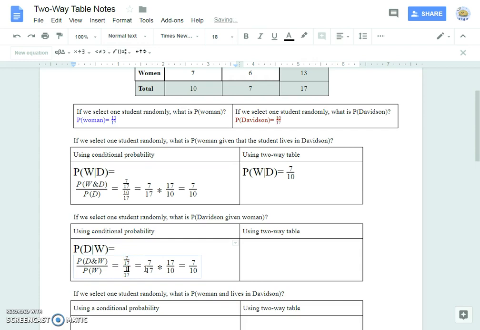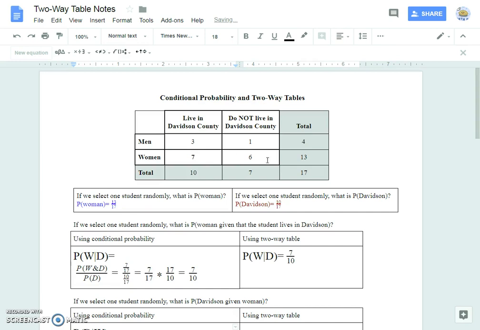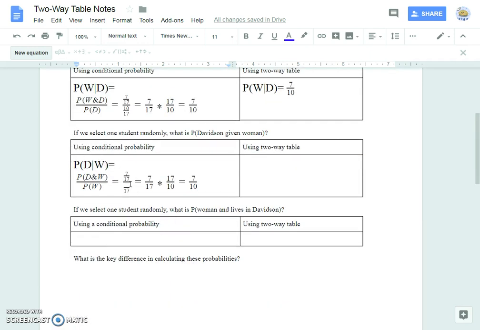And then what's our probability here that they're a woman? Well, we have 13 out of 17. We calculated that in that very first problem. So this is going to be 13 out of 17. Again, we're going to take the numerator of that big complex fraction and leave it the way it is, and then multiply it by the reciprocal of the second fraction. So this is going to be 17 over 13, giving us 7 over 13.